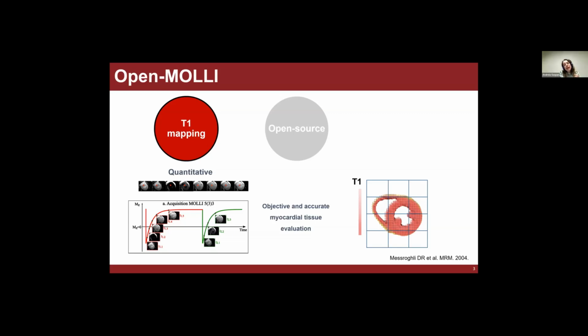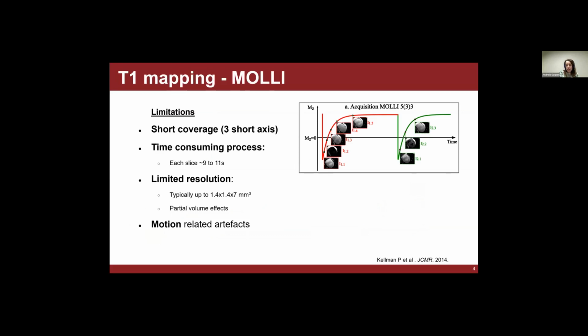On top of that, the method used in the clinic for myocardial T1 mapping, which is the modified Look-Locker inversion recovery, usually is performed with only 3 short axes, which corresponds to a short coverage of the tissue that we want to measure. And each one of those axes is obtained in a different breath hold, which can take a lot of time, especially when the patient has to recover between slices.